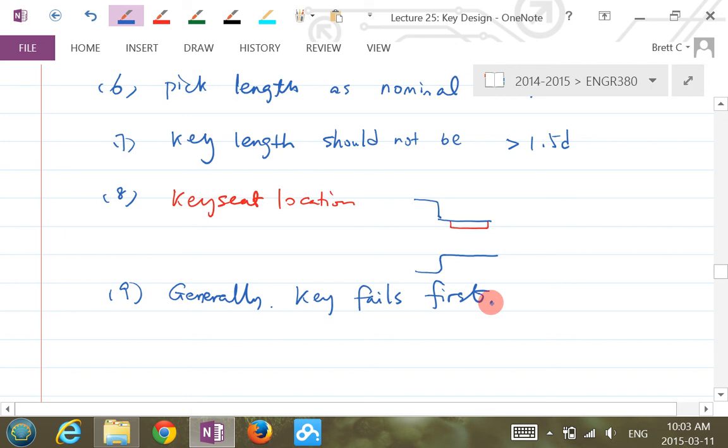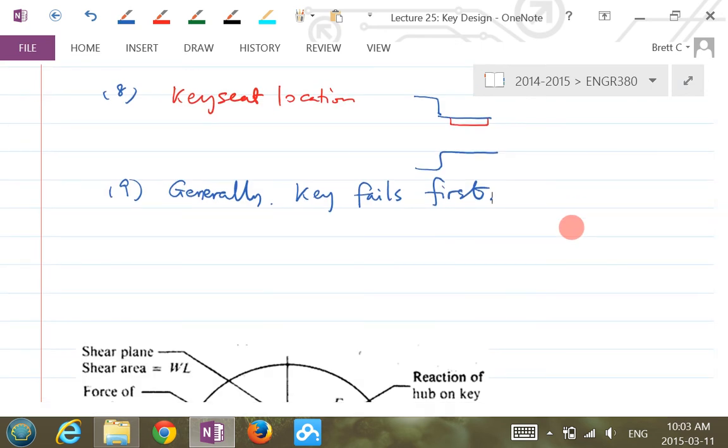Is there ever a case where you want the key not to fail first? Not that I know of. Is this generally the rule, or is there ever a time that you don't? Yeah, that's what I'm saying. Actually, I can't think of a situation when you don't want the key to fail first. So let's make it a general rule, right?